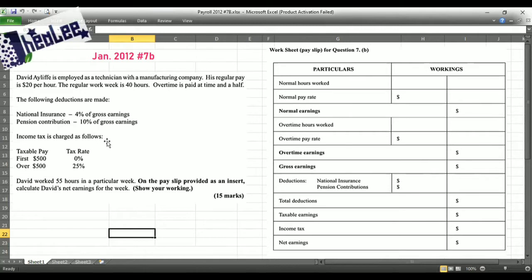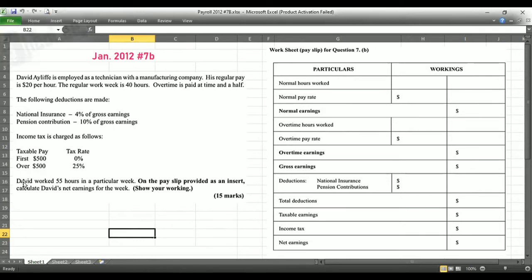Income tax is charged as follows. You're given taxable pay and you're given the tax rate. What it's saying is that for the first $500 that is earned, 0% tax is taken for the income tax, right? Anything over $500, the employee would pay 25% for income tax. So basically the free pay there is $500. So the first $500 would be the free pay, and that is referred to as non-taxable pay or income tax allowance.